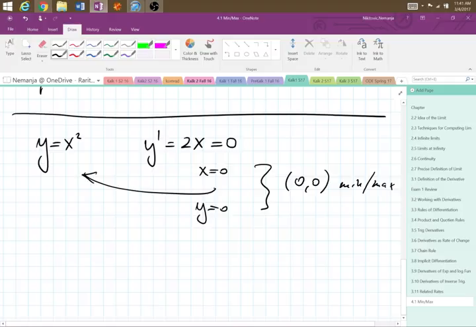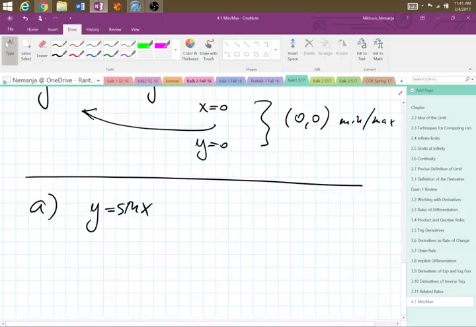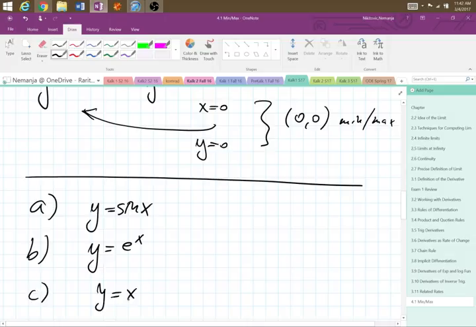So here are a few questions for you. Find all min max of sine x, a to the x, and x cubed plus x squared minus 3.